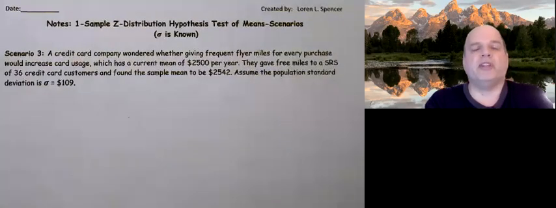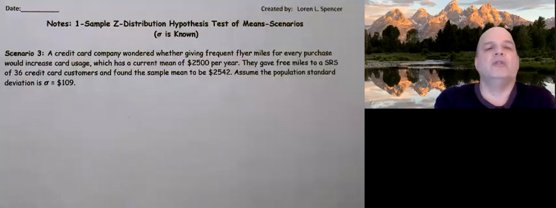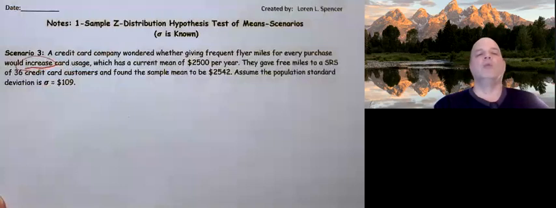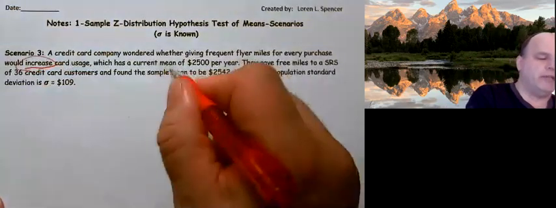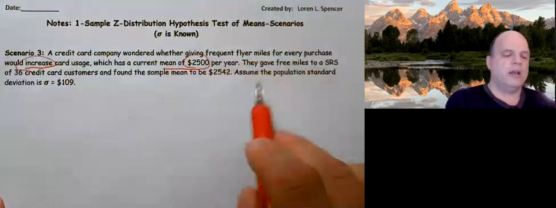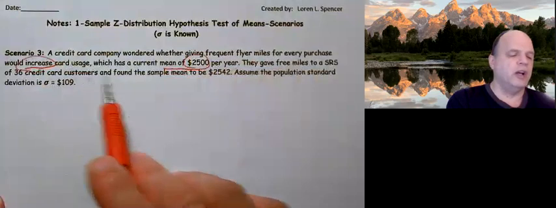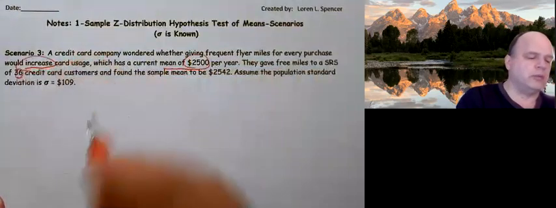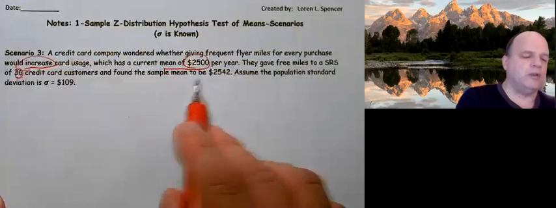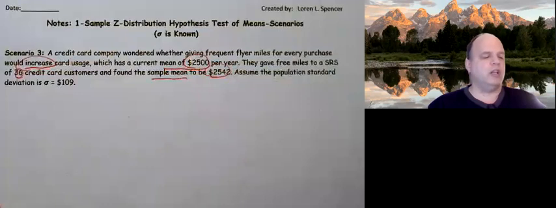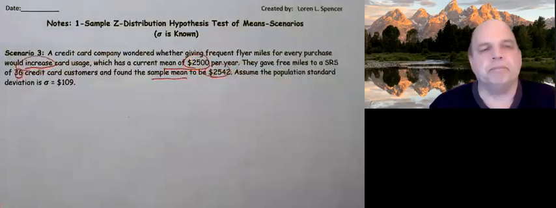Okay, this is hypothesis testing, scenario 3. A credit card company wondered whether giving frequent flyer miles for every purchase would increase card usage, which has a current mean of 2,500. They gave free miles to a simple random sample of 36 credit card customers and found the sample mean to be 2,542. Assume the population standard deviation is 109.